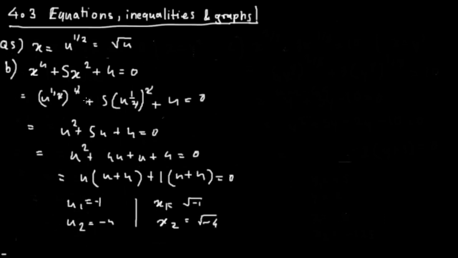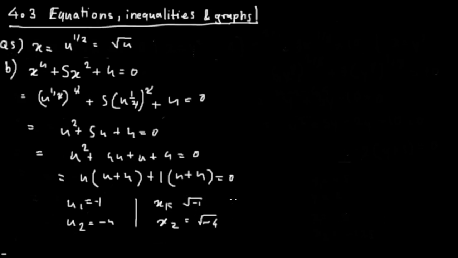Now the next one, without wasting any time because I don't want to make this too long, I'll just explain what happened. Question 5b says take the same equation, but instead of minus, make it plus. So this is x to the power 4 plus 5x squared plus 4 equals 0. Now do everything again the same way. You end up with u1 equal to minus 1 and u2 equal to minus 4. Plug this back in, you get x1 equal to square root of minus 1 and x2 equal to square root of minus 4.